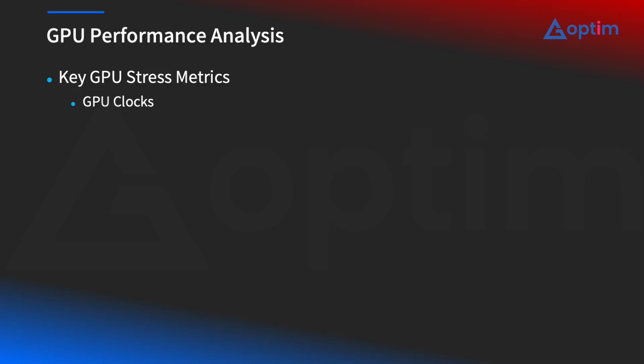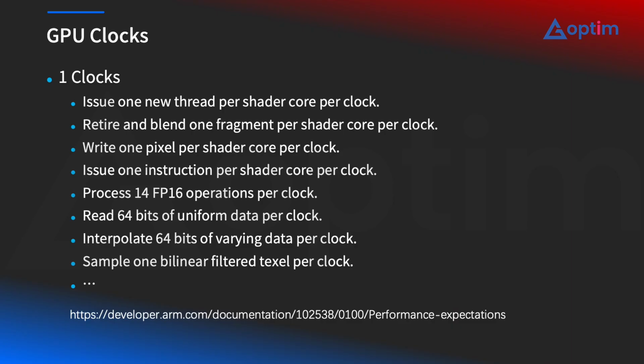So let's first clarify what clocks actually means. Here is a definition from the official ARM Mali documentation. A single clock cycle can do quite a lot of work. For example, in the second-to-last line, it mentions interpolation calculations. This refers to the stage where vertex attributes are interpolated before being passed to the fragment stage. A single clock can perform many such interpolation operations. Another example is in the last line. A single clock can perform a bilinear texture sampling operation. So in short, one clock cycle can represent multiple types of GPU operations.